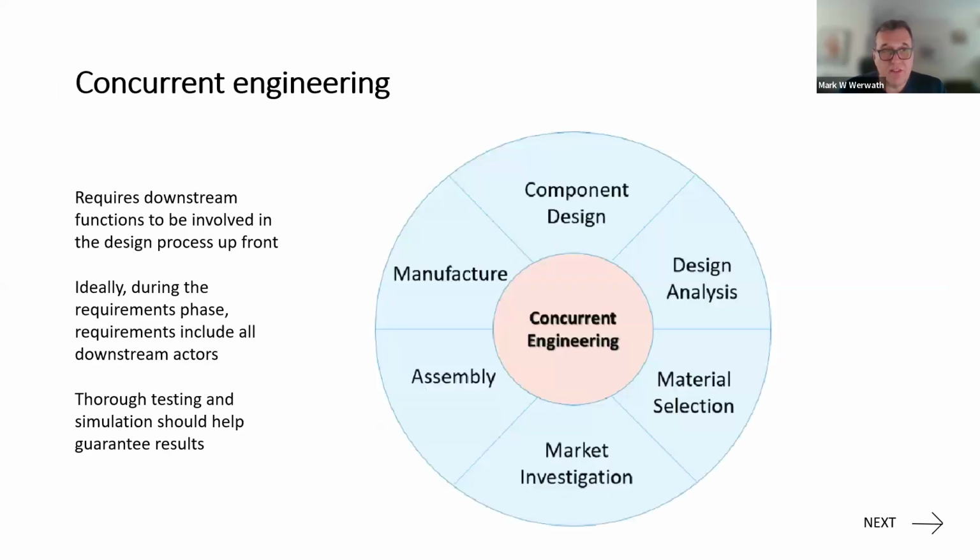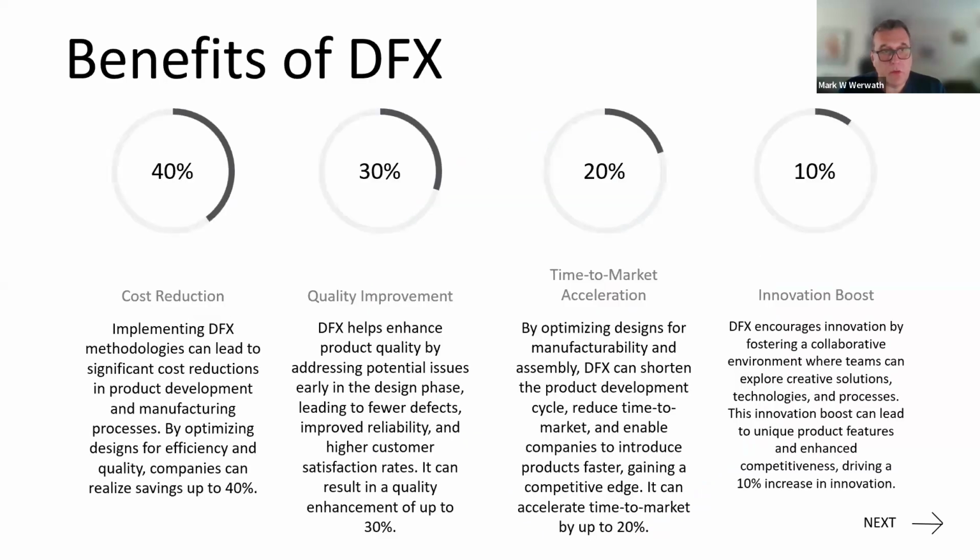Concurrent engineering looks like this, right? So you have all these different disciplines, manufacture, assemble, market, investigation, materials, all working in parallel with each other, bringing the downstream functions into the upfront process. You're doing this during the requirements phase, and you're doing thorough testing and simulation to make sure that you're meeting those requirements, okay? Some of the benefits I think we've talked about, right? Cost reduction, quality improvement, time to market acceleration, and innovation boosting, right? So you're getting all of these advantages by using a DFX approach.